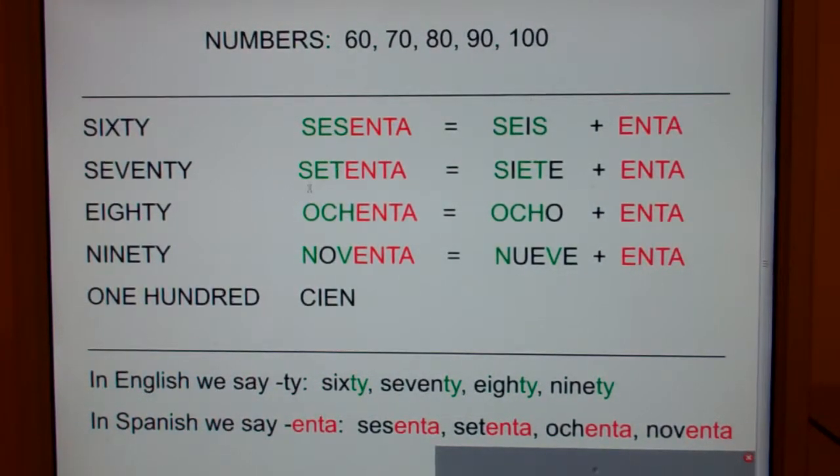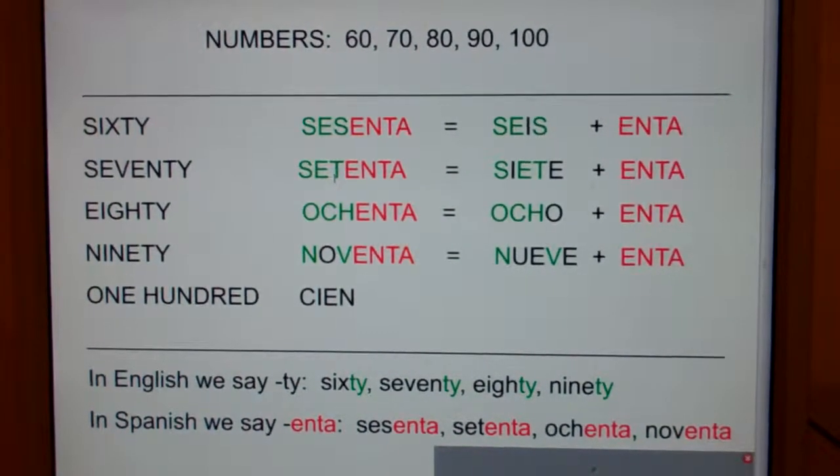Now how does that help, Mr. Holt? Think on a number line. On a number line, the number 60 comes before the number 70. Now think about the alphabet. In the alphabet, S comes before T. So one last time. Sesenta with an S is 60. Setenta with a T is 70. Hopefully that helps you with numbers from 60 to 100.